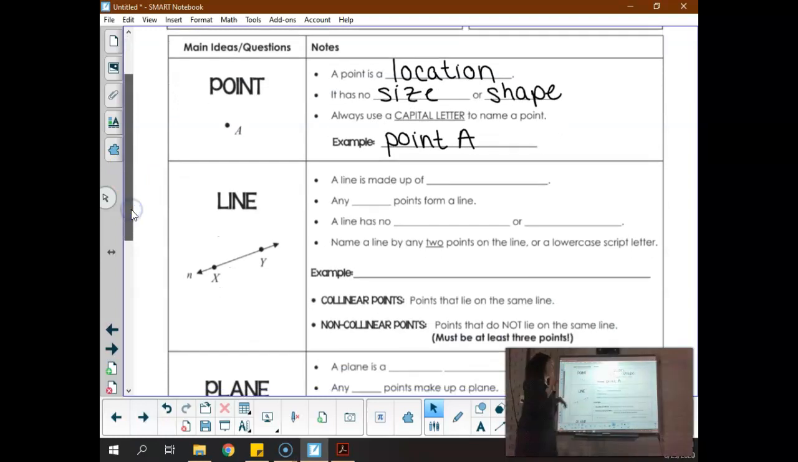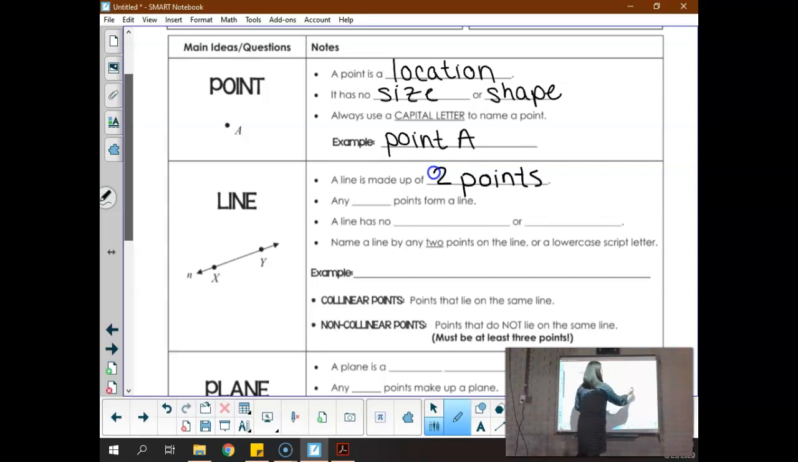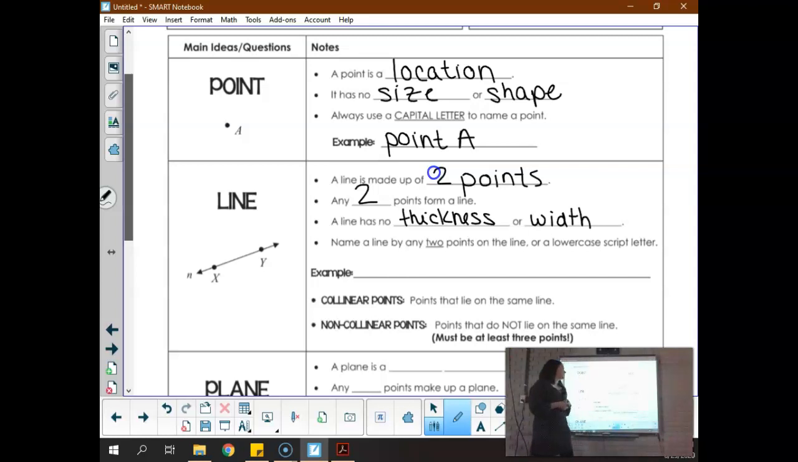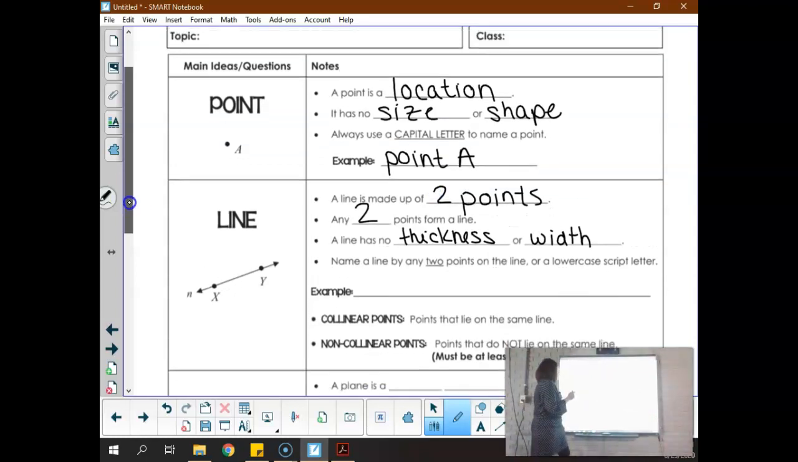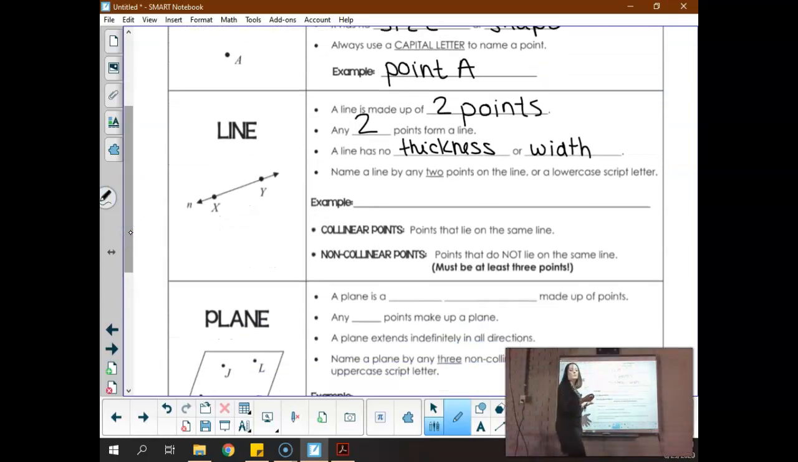Now a line is made up of 2 points, because through any 2 points we can create a single line. All right. A line has absolutely no thickness or width. All right, and to name a line, you're going to use any 2 points on the line, or you can use lowercase script letters, and that's just kind of fancy ways of writing it. So you could write it as capital X, capital Y, and put the symbol on top. Now that symbol tells us it keeps going in both directions forever and ever and ever.